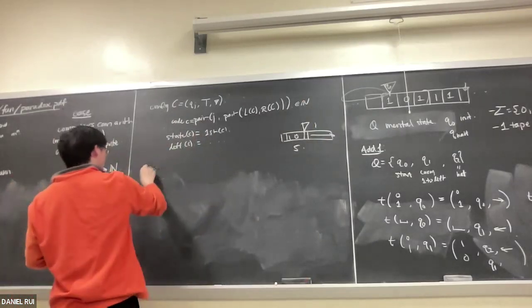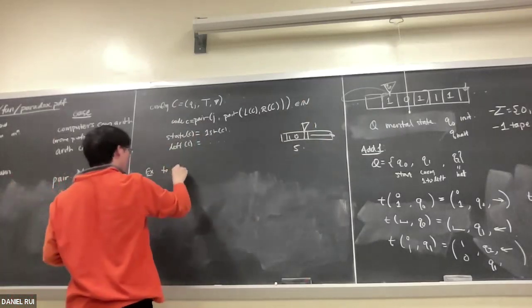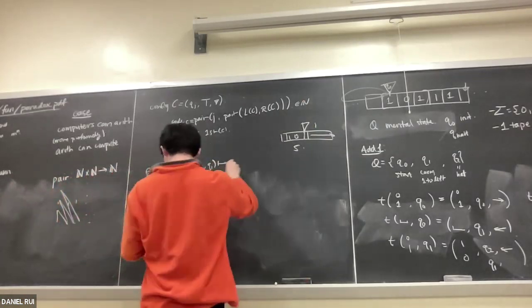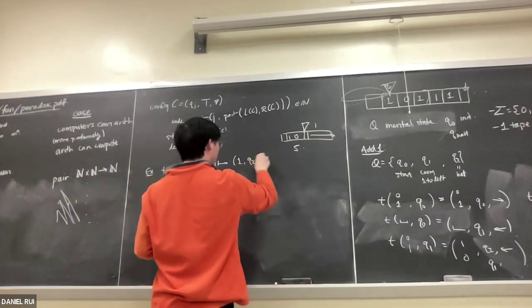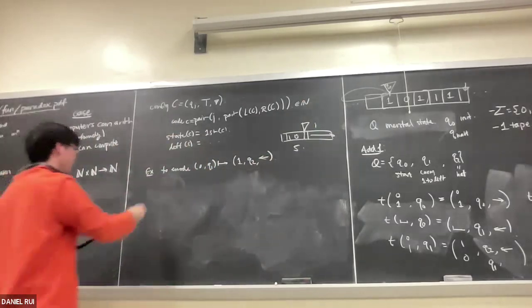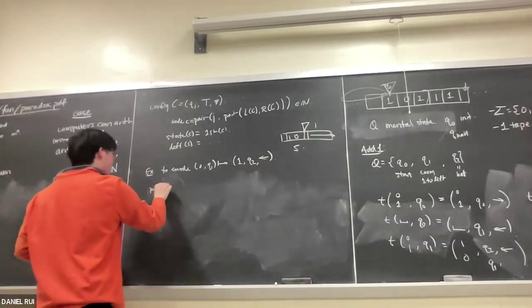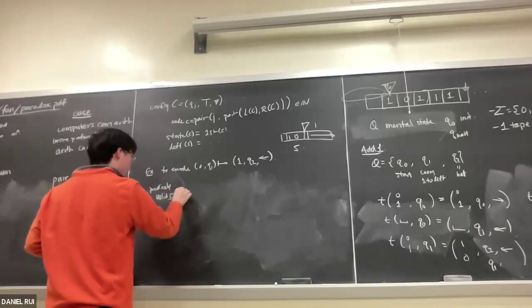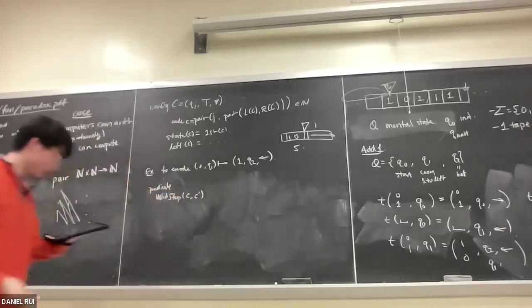And now let me give you an example. To encode the transition 0Q1 maps to 1Q2 left, which was over there, I'm going to do the following. I'm going to define the predicate valid step, C and C prime.